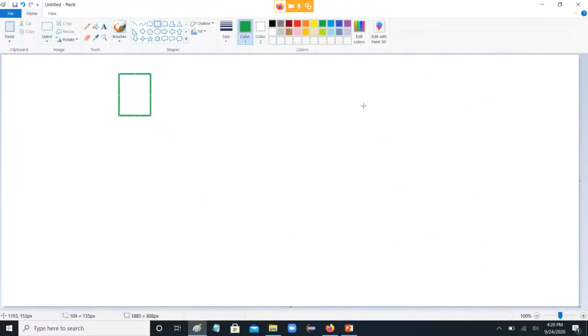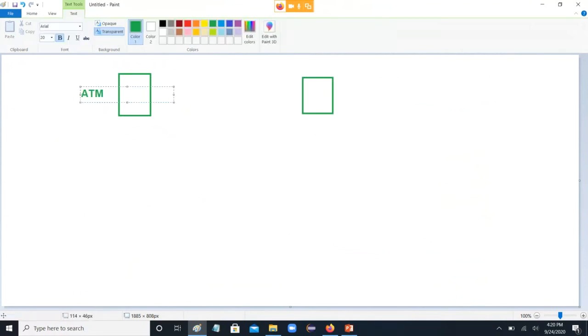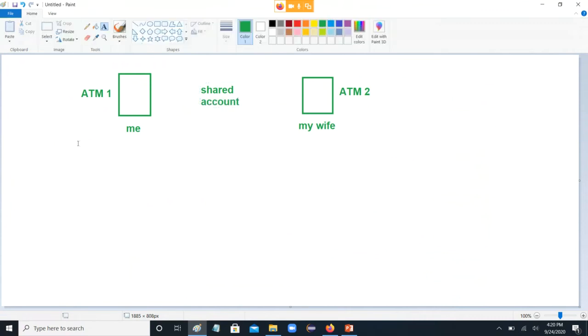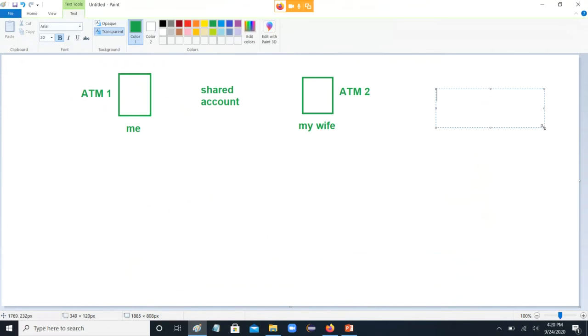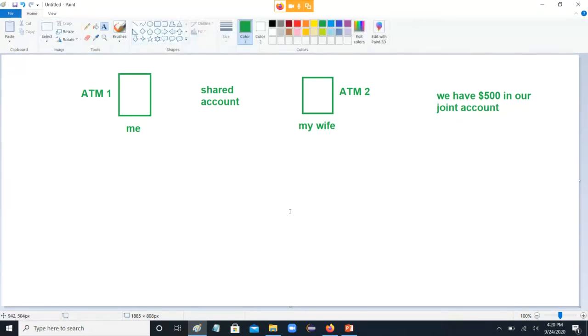Okay, so here I am, ATM 1, ATM 2, okay? And this is me, and over here is ATM 2. And who's using it? My wife, okay? It's a shared account. So we both go to the ATMs and we try to withdraw some money. And let's say our daily withdrawal limit, well, let's just keep it even simpler. Let's say we have $500 in our joint account. Okay, so that's fine. We have $500.